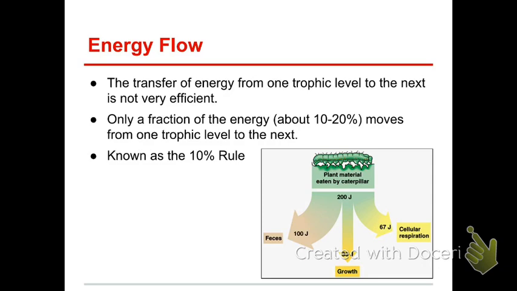Now, energy flow is not going to be efficient. We've already talked about that. In fact, scientists have come up with this thing called the 10% rule, that only about 10 to 20% moves from one trophic level to the next.